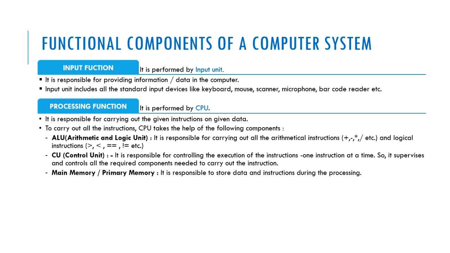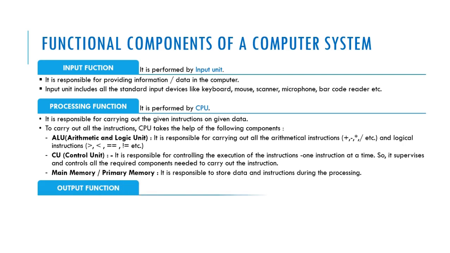The second is the CU, that is the control unit, and that is responsible for controlling the execution of the instruction, one instruction at a time. So it supervises and controls all the required components needed to carry out the instruction. And the third is the main memory, also called the primary memory, and it is responsible for storing the data and instructions during the processing.